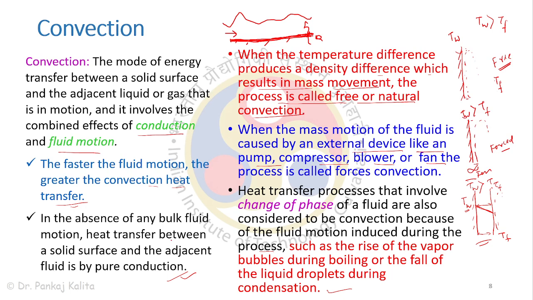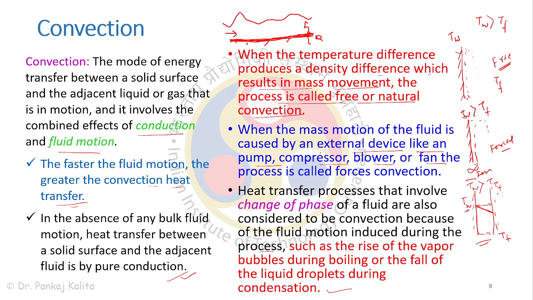So convection is a combination of these two phenomena going on here. The faster the fluid motion, the greater the convection heat transfer. This convection also involves change of phase, because while phase change occurs, fluid motion occurs, right? If you consider the case of boiling and condensation, there also phase change occurs. So due to phase change, fluid motion occurs, and that type of heat transfer also comes under convection only. Now it's of two types: natural and forced convection.